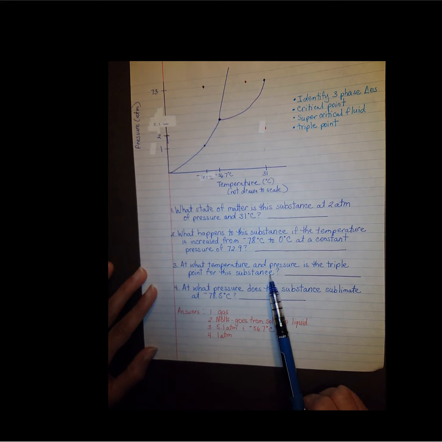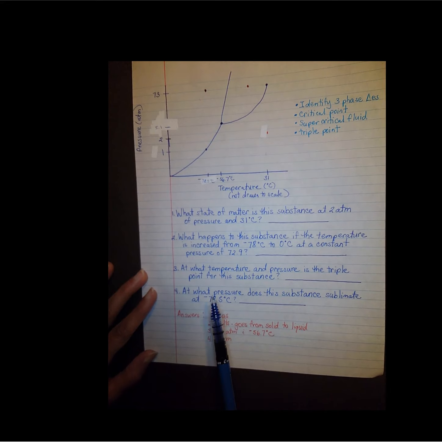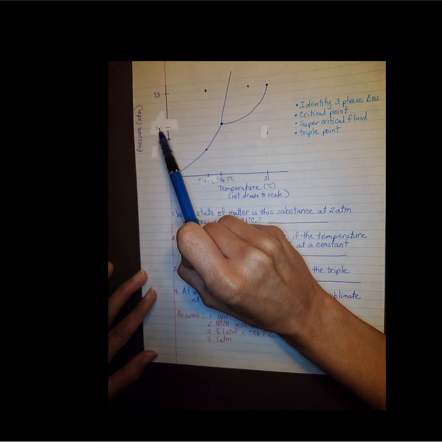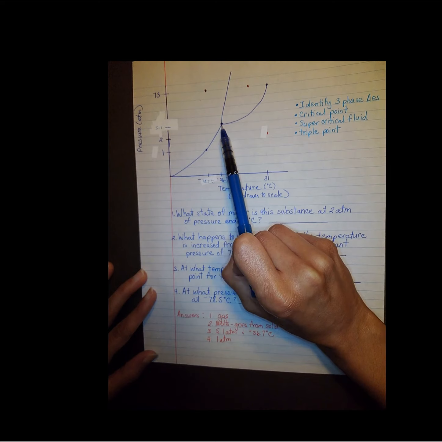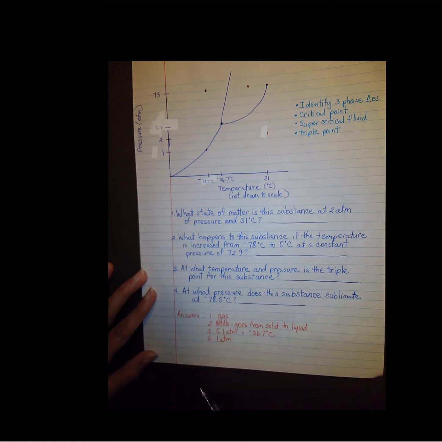Number 3, at what temperature and pressure is the triple point for this substance? If we're looking at this, the triple point is right here in the middle. That means that at 5.1 atm, the substance is at the triple point with a temperature of negative 56.7 degrees Celsius. So you would put 5.1 atm and negative 56.7 degrees Celsius.